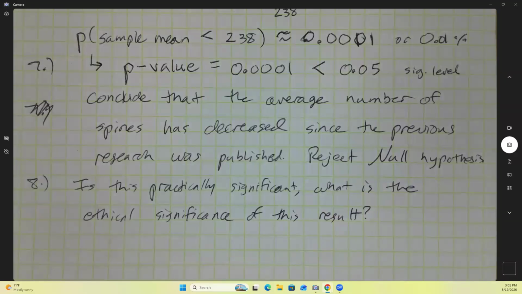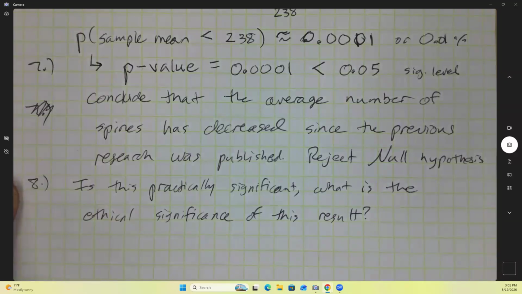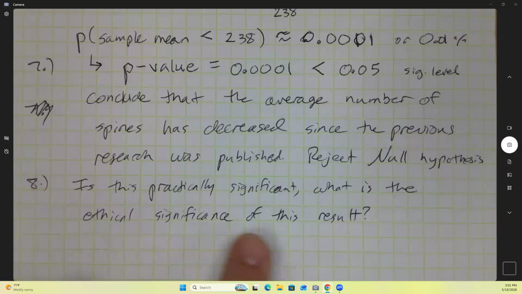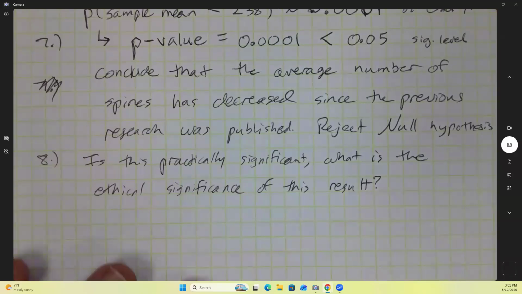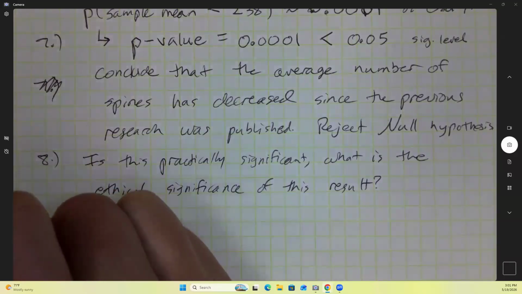But that's why statisticians usually work in research teams. We take back the statistical conclusion and then we have a conversation with the research team and we say, what do you think? Do you think 238 is really that much of a difference? And they might say, no, they're still populating the area, or they say, yes, we think that's really important. And then the same thing with the ethical significance. I don't know because I'm not a marine biologist. This isn't necessarily a question we can answer, but these are questions that we should ask. And then step 9.